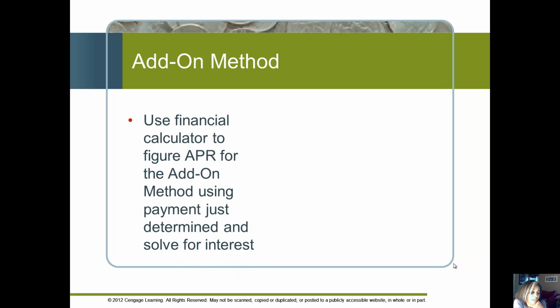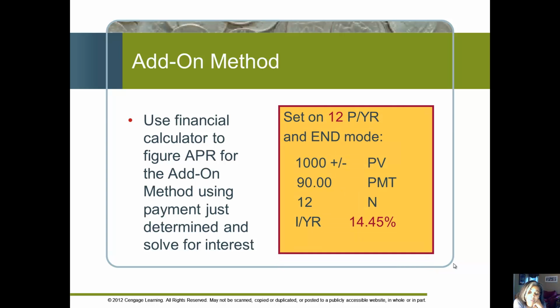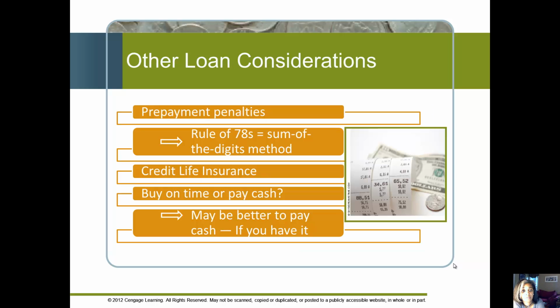So to use the financial calculator to figure out the APR for the add-on method, here's what we would do. The present value is still $1,000. Now the payment is $90 because that's what we got with the add-on method. We still have 12 months to pay, and then we're going to solve for the interest rate. And we get 14.45%. So that's a lot higher than the 8%.